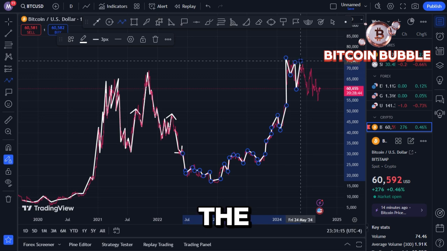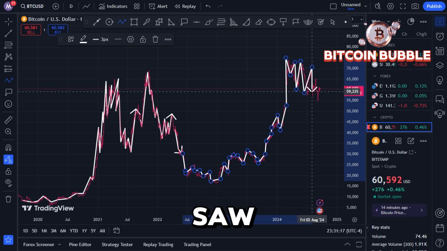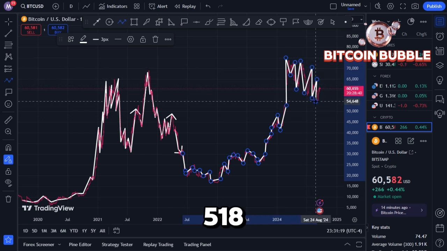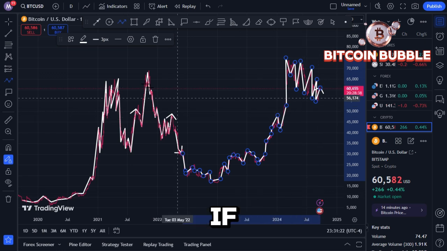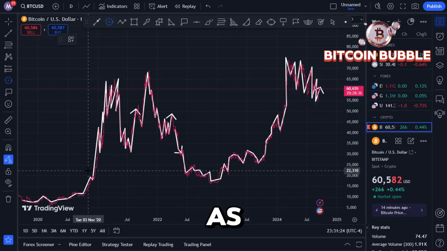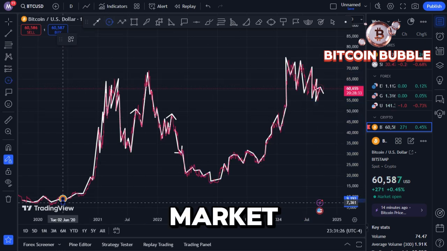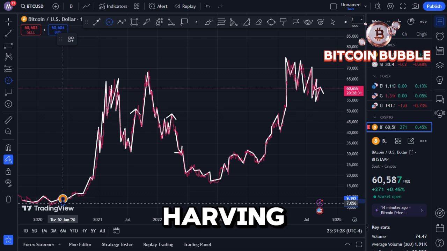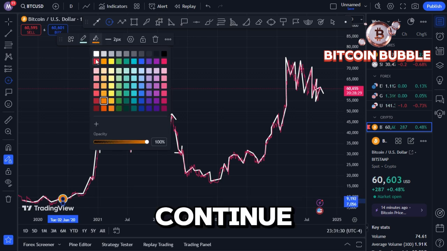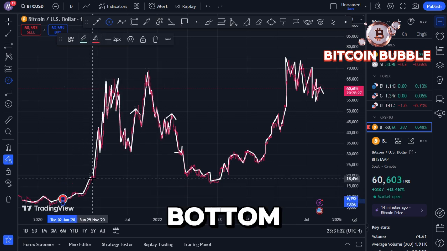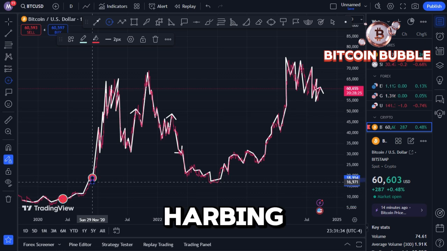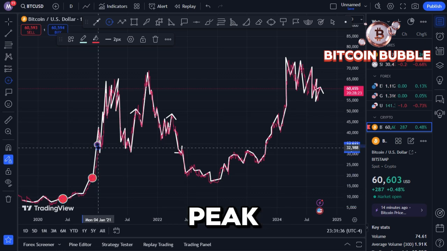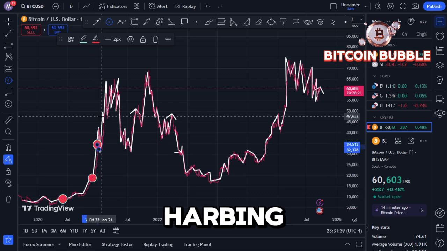We can still do the same thing here though. We saw a bear market bottom 518 days before the halving, and then if we do this again, the halving is really acting as a mirror, and we see a bull market peak 550 days after the halving. If these patterns continue, we will see a bear market bottom 517 days before the halving, and then a bull market peak 550 days after the halving.